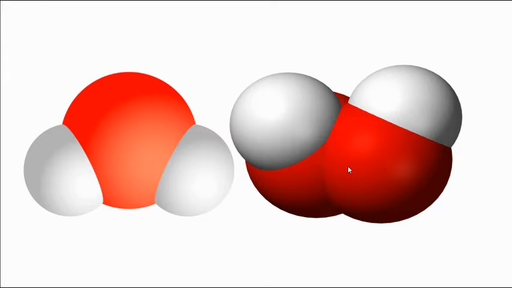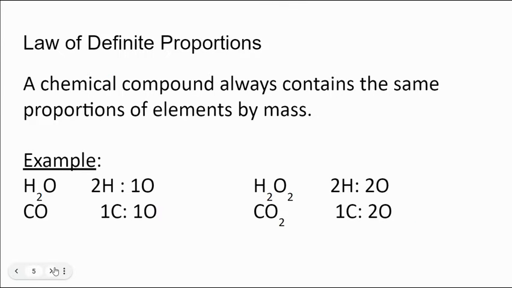Two compounds that are made up of the same elements, but they have vastly different properties. So water, would you drink that? Sure. Hydrogen peroxide? No, absolutely not. So what we're going to examine with this is the fact that even though we may have some substances made up of the same types of elements, the ratio in which they combine helps give compounds different physical and different chemical properties. So I'm going to start off with the law of definite proportions.